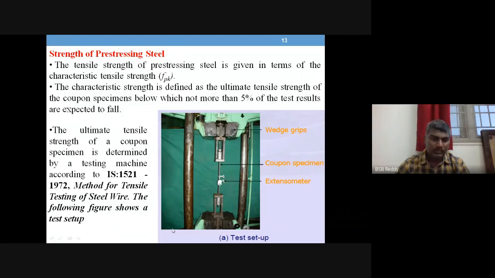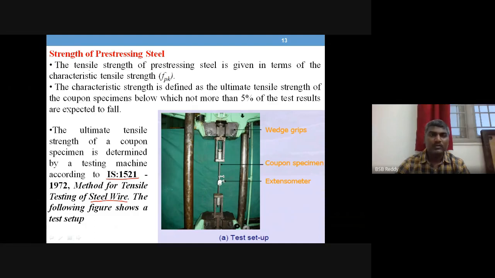So, unlike your HYSD bars, we have testing procedures for these wires also. That is by the IS 1521 method for tensile testing of steel wires. It's almost very similar to the usual tensile test by UTM that we have in undergraduate.